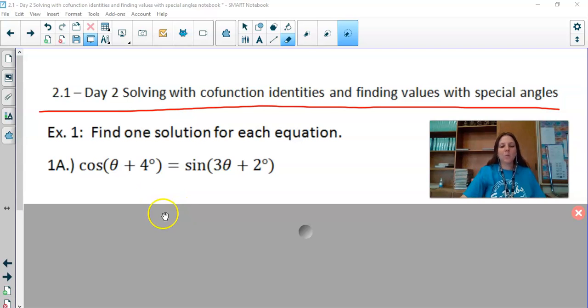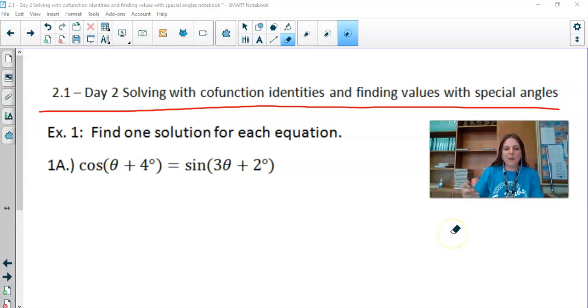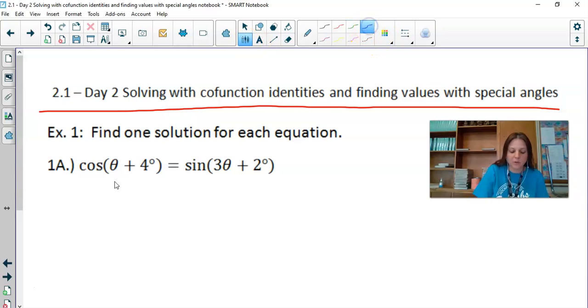Hi, everybody. We're going to talk about solving with cofunction identities and finding some values of special angles. Go ahead and pause so that you can write this down. Last time we met, we learned that cofunctions are complementary. So when you have two angles that are cofunctions, you can set their angles equal to 90 because those are complements, and you can solve.